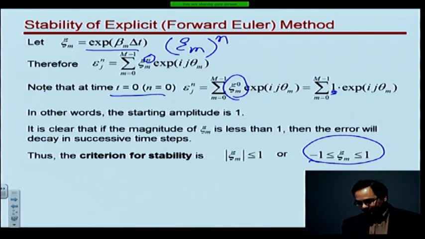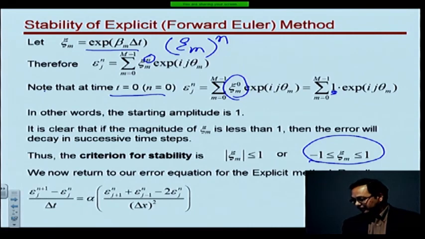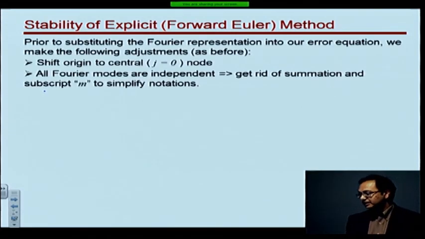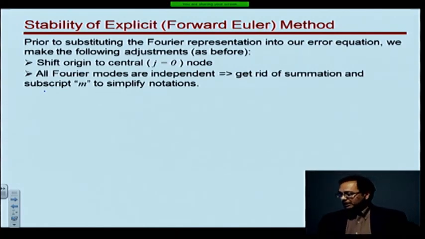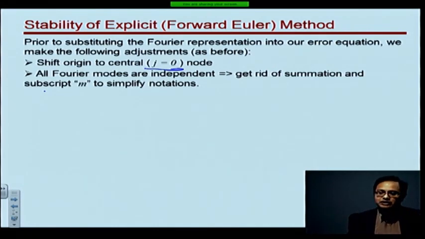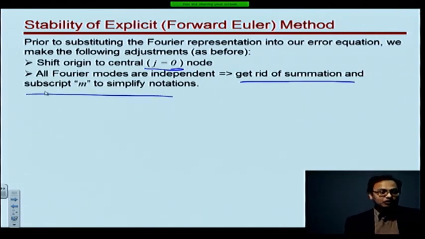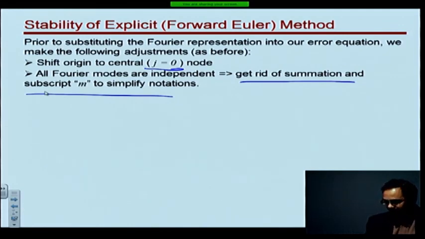So let's start with our error equation. That was our error equation. We are now going to plug in our Fourier series, just like we did for standard iterative methods. Before we do that, we are going to make a couple of adjustments. One is we will choose our central node as j equal to 0, and then we'll use +1 on the right, -1 on the left, just like we did earlier. We'll also get rid of the summation because we know the Fourier modes are all linearly independent, so we'll skip a couple of steps there.